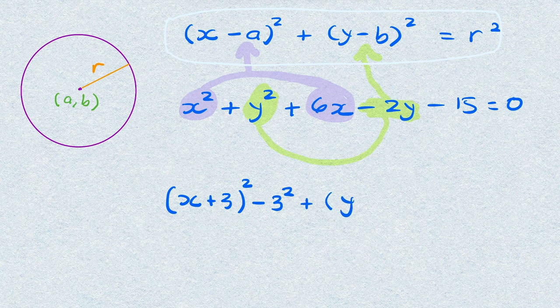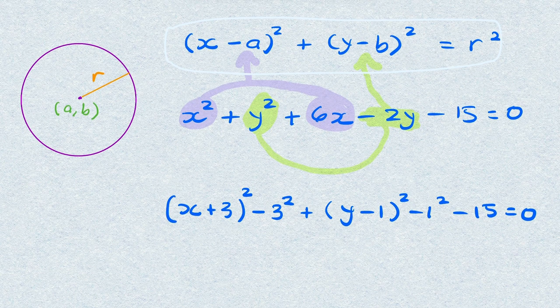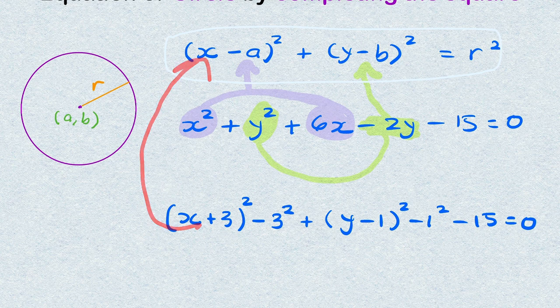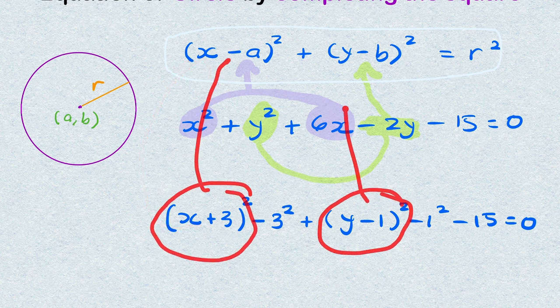And then we do the same for y. So we take the coefficient of y, negative 2, and we divide it by 2. So that becomes (y minus 1) squared minus 1 squared. Now, we always have a minus sign here, and it doesn't matter, because strictly speaking, we should have said minus 1 squared, but that doesn't matter because we're squaring anyway. So we might as well just say minus 1 squared. Minus 15 equals 0.